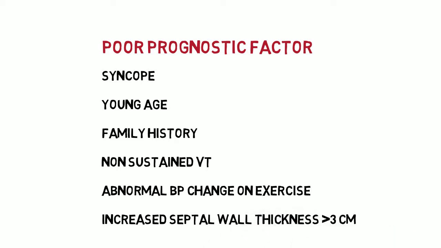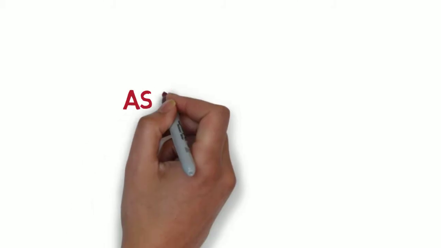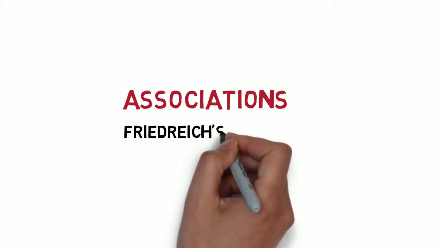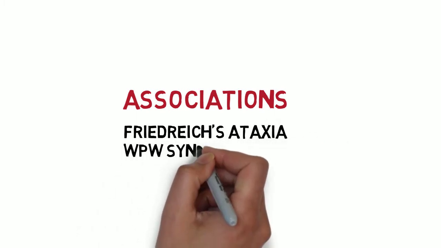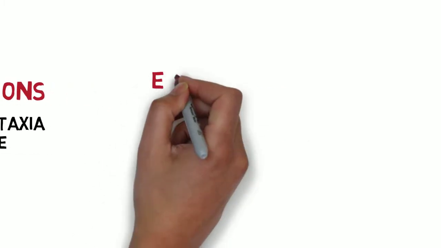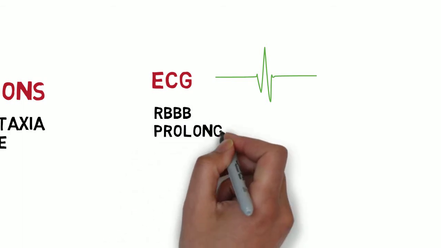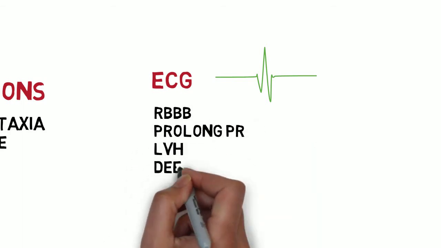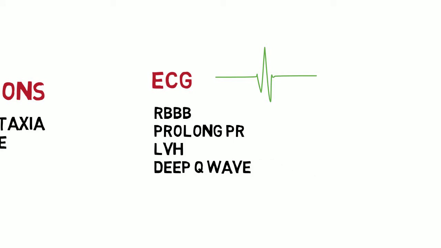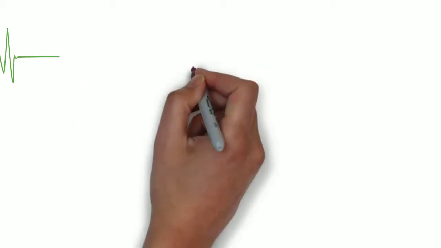And now the associations of the disease. Hypertrophic obstructive cardiomyopathy is associated with Friedreich's ataxia and WPW syndrome. The investigation of choice is ECG, and you will find right bundle branch block, and there may be prolonged PR interval, left ventricular hypertrophy, and there may be deep Q waves in the anterior and inferior leads of the ECG.